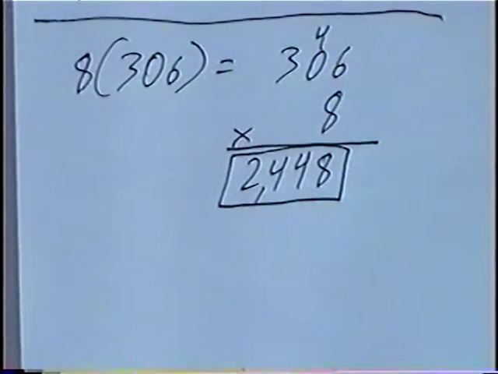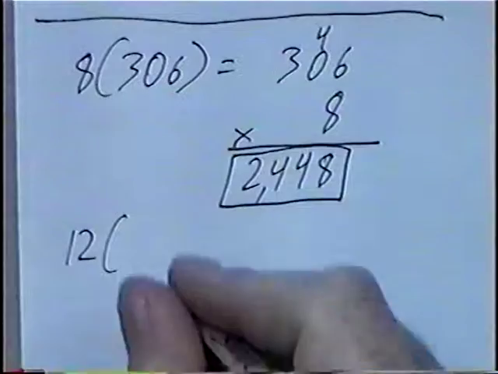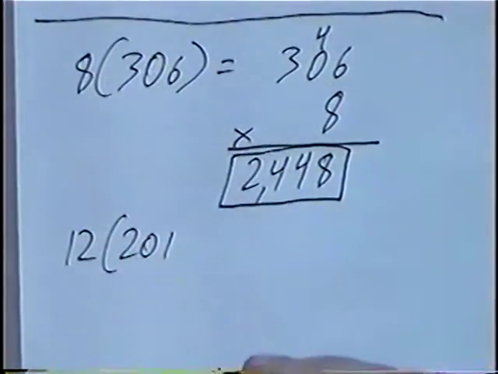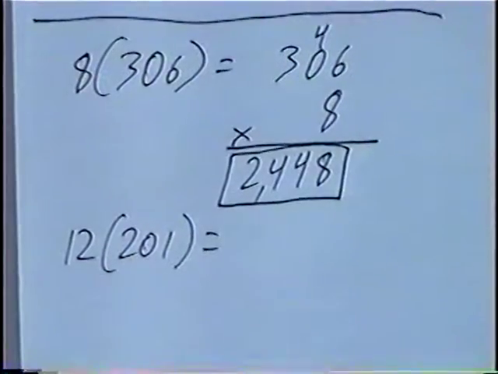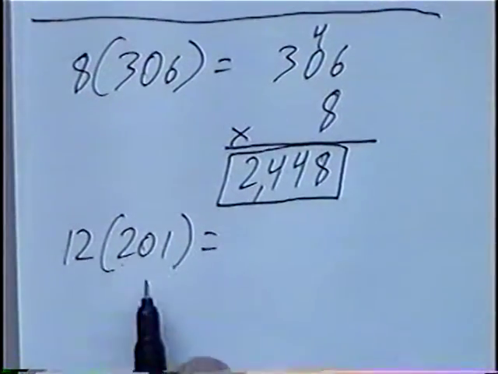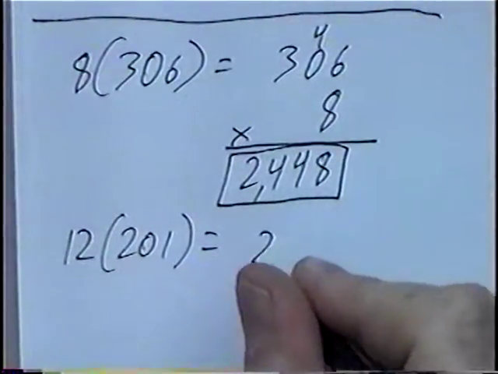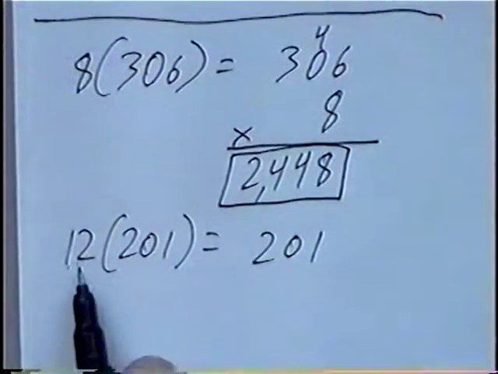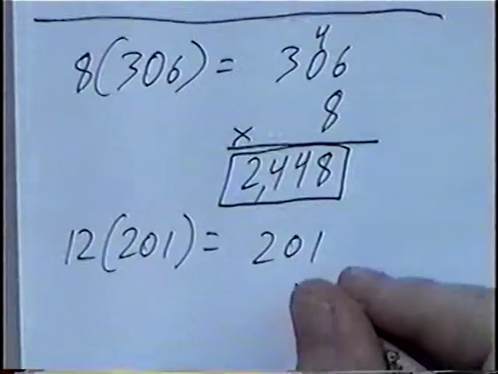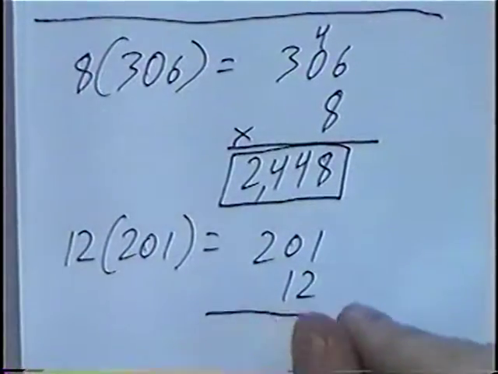Second problem, and last problem for this question. 12 times 201. Again, multiplying larger numbers, it's easier to put the number with the most digits first, 201. And the shorter number, 12, with 2 digits, we can put underneath.